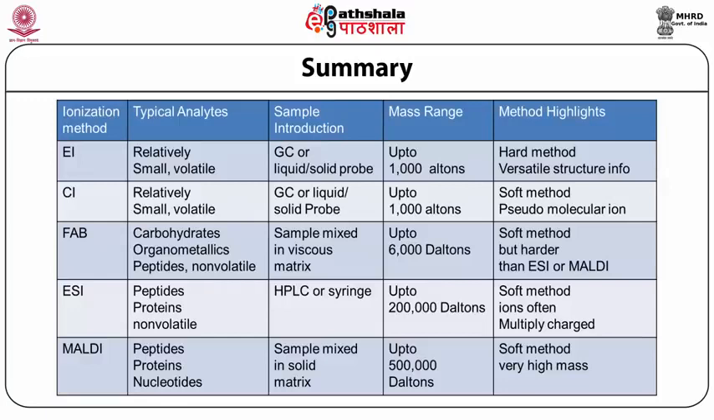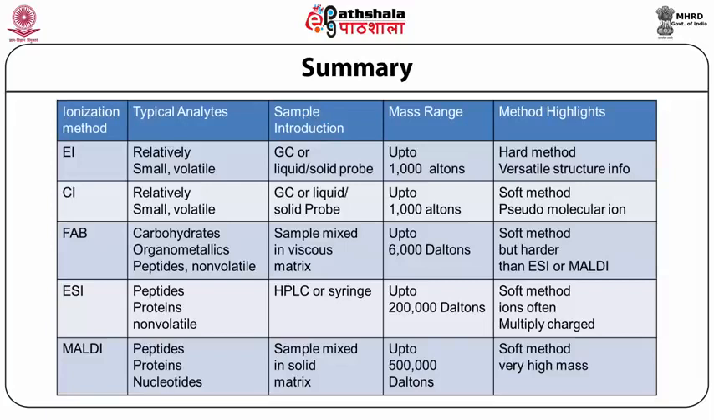The mass range is given here, up to 1000 Daltons, which you can analyze by EI or CI. FAB can analyze up to 6000 Daltons, while for ESI, actually there is no limit, but up to 200,000 Daltons you can analyze. And with MALDI you can analyze up to 500,000 Daltons of size of the molecule.